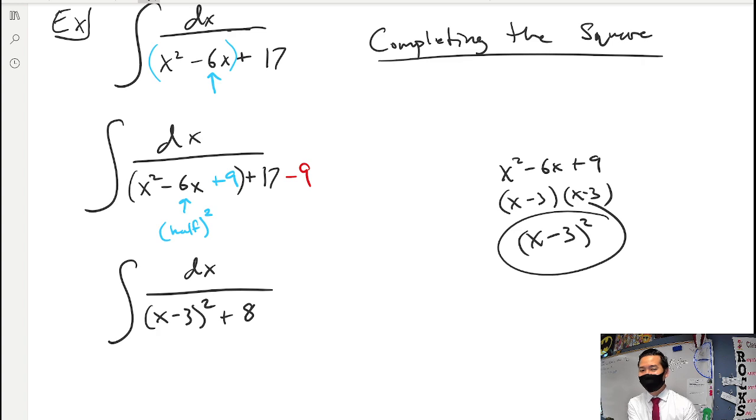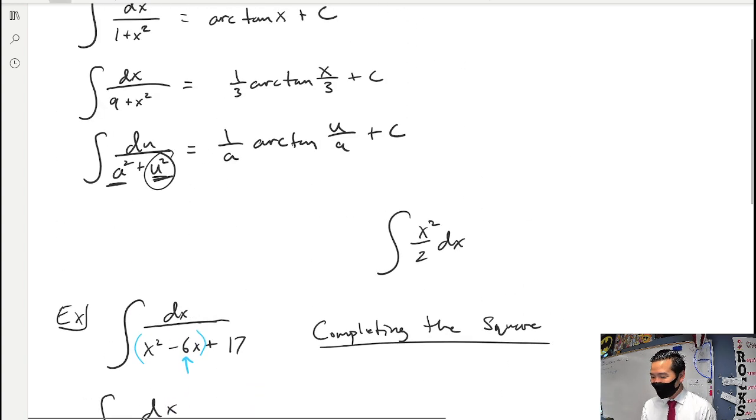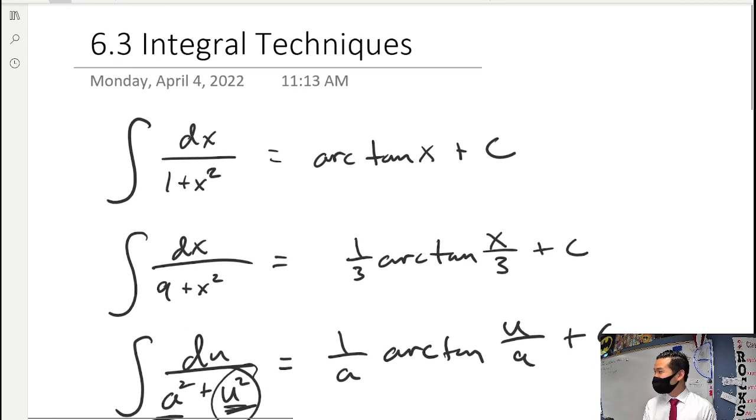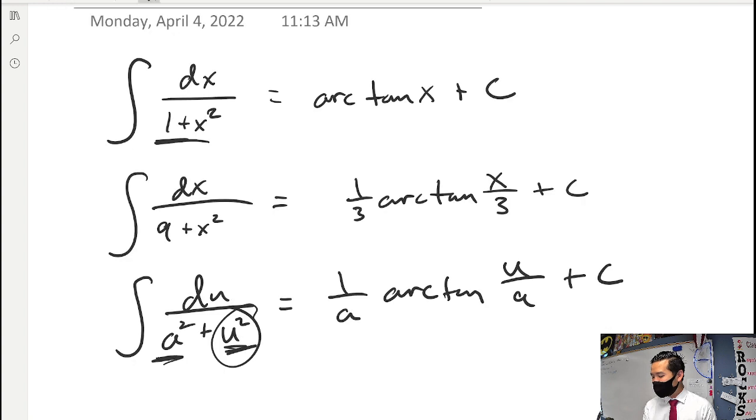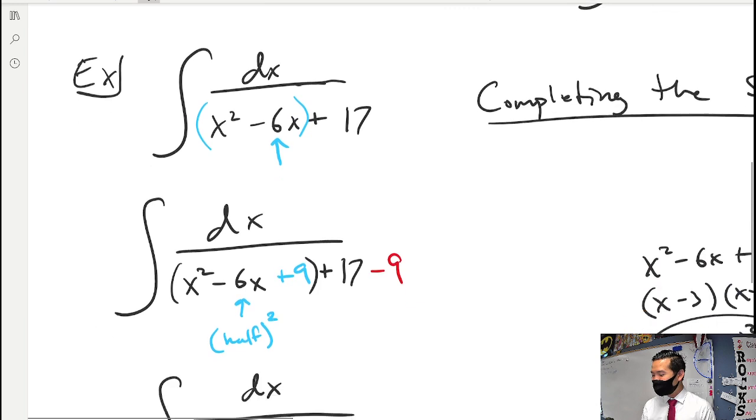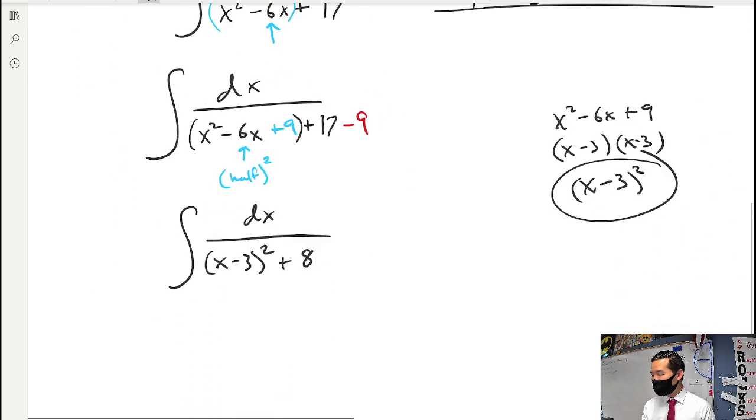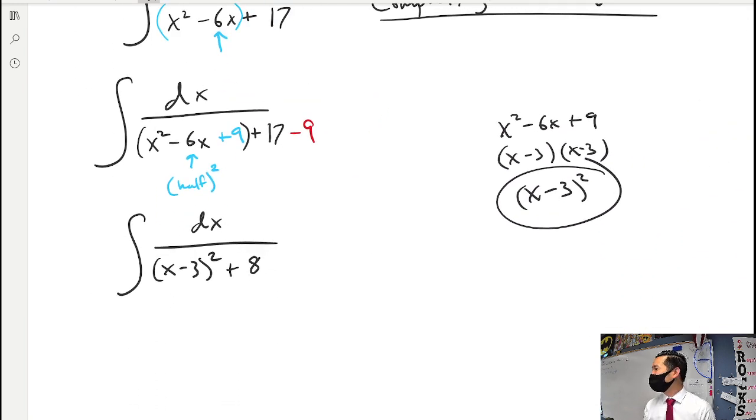Nita, why did you change it to 17? Because we were trying to show the arctangent, right? And arctangent needs to be a squared plus u squared, or u squared plus a squared. And if I didn't make that 17, I would have ended up with u squared minus something, and you can't have it as a minus. It won't work. Arctangent only works if it's this format. Does that make sense? So that's why I had to change it, because we would have been screwed if it was the other way around.